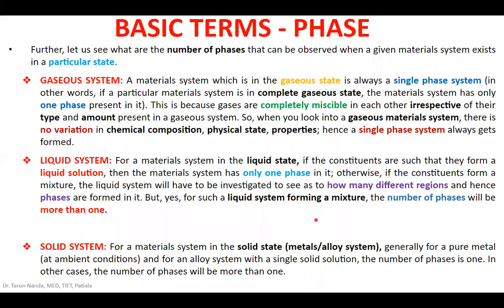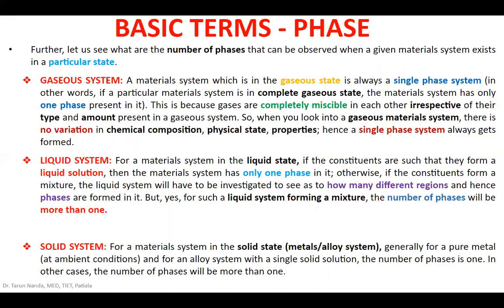Then when you talk about a material system, in each of the states, a material system can show a different number of phases. For example, when a material system is in the gaseous state, please remember, if it's a completely gaseous system, the gaseous system will have only one phase in it.